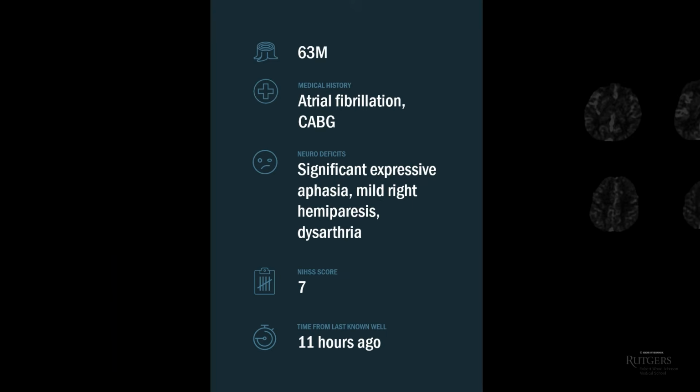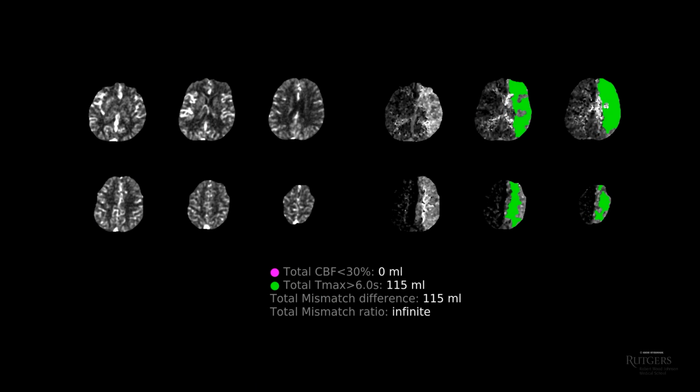Non-contrast head CT, CTA, and CT perfusion is performed. Head CT was normal. What is your interpretation of this perfusion study? There are no areas of ischemic core, CBF less than 30%. Tmax is delayed beyond 6 seconds in the left ACA and MCA territories. Total mismatch is 115 cc's. Seems to me that's a perfect patient for intervention.